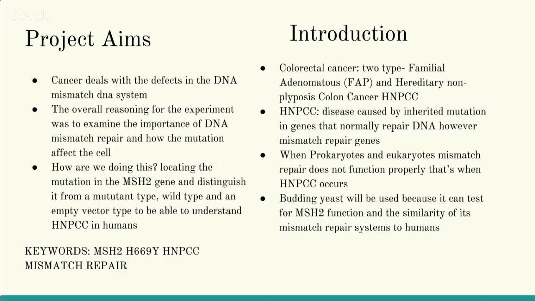For our project aims, the cause of cancer is defects in the mismatch DNA repair system. However, the overall goal is to see how a mutation can affect a cell and the importance of mismatch repair. So your question may be, how is this to happen? We are to locate the MSH2 gene and distinguish it from an empty vector type, mutant type, and wild type to be able to understand HNPCC in humans, also hereditary non-polyposis colon cancer.